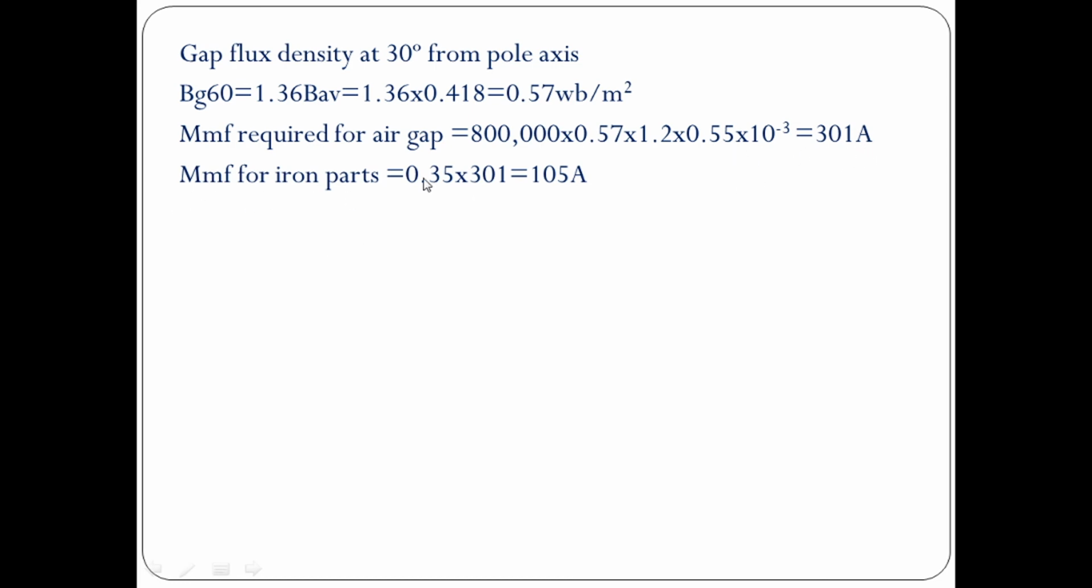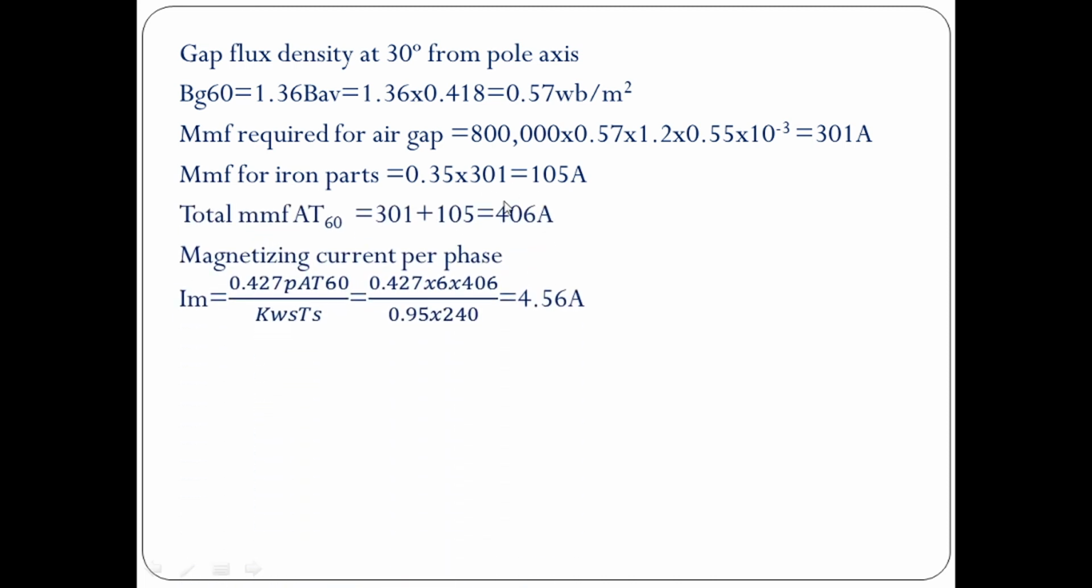So MMF for iron parts is 35% of the MMF required for the air gap. So it is given in the problem. So that is 0.35 into 301, so it is 105 amps. So total MMF is equal to 301 plus 105, the MMF required for the air gap and the MMF required for the iron parts. Together, it is 406 amps.